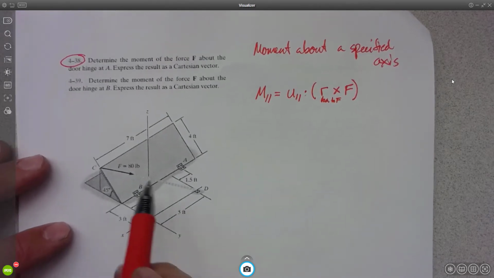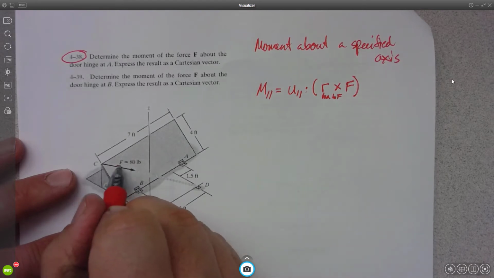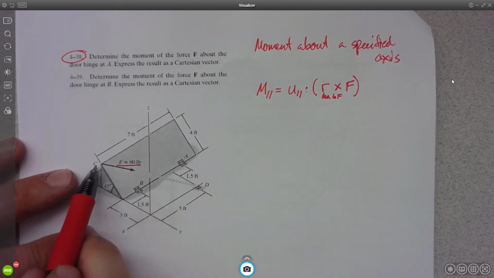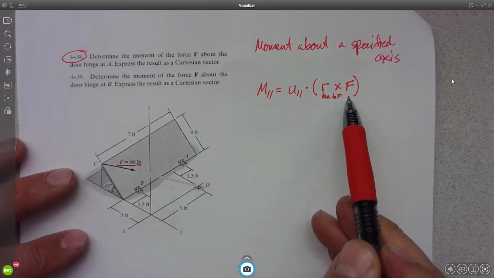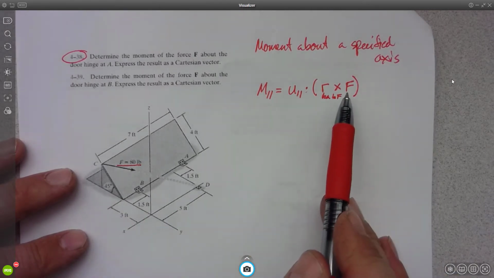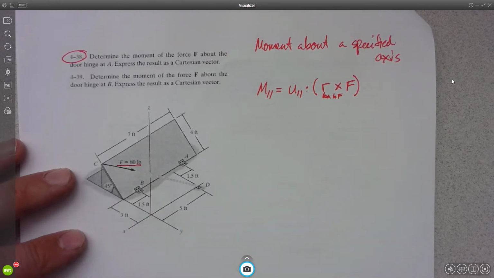So here's a problem that is a good one to start with. We're given a force of 80 pounds directed along the cable CD. In order to take the cross product of the force, how do I have to define the force? Make it a vector, right?